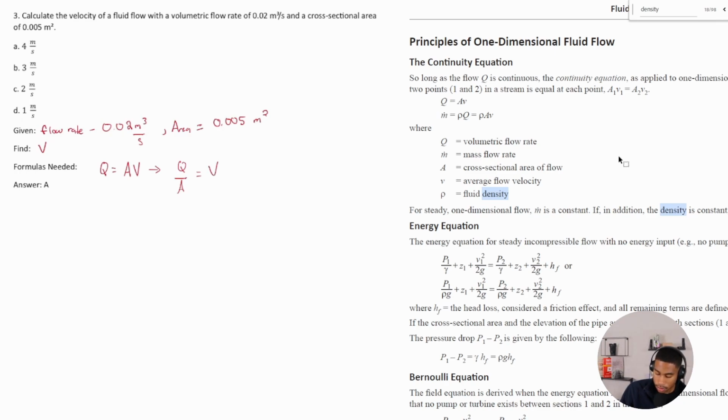All right, we have Q, which is 0.02 meters cubed per second. And we'll divide that by our A, which is 0.005 meters squared. And once you do those, you should get 4 meters per second, or A.